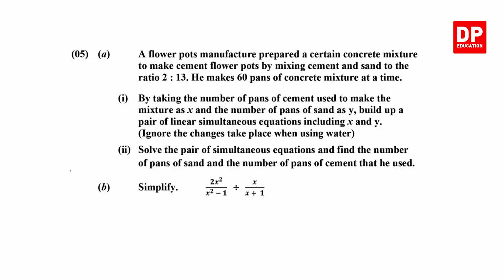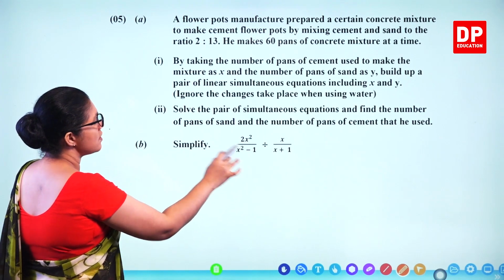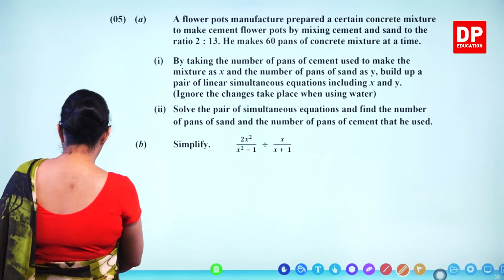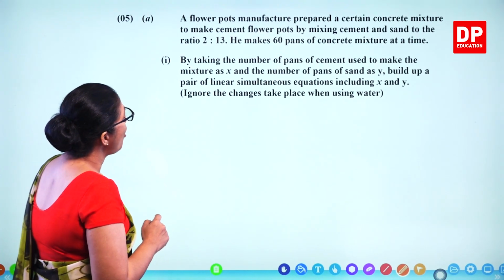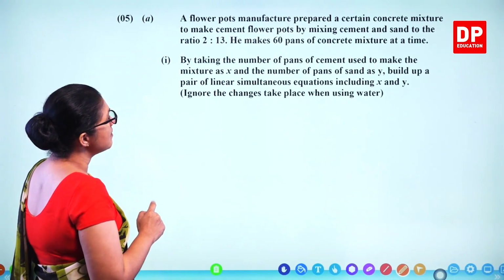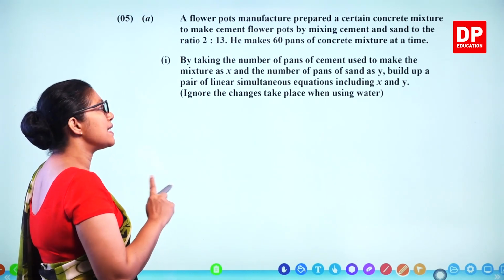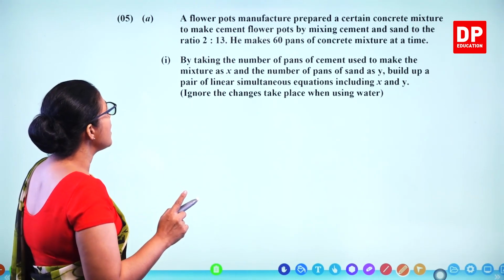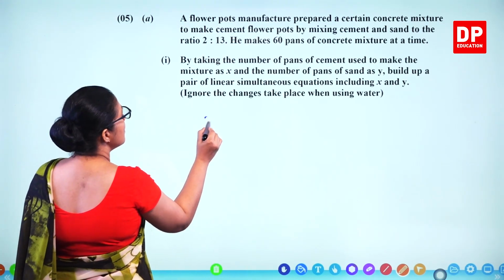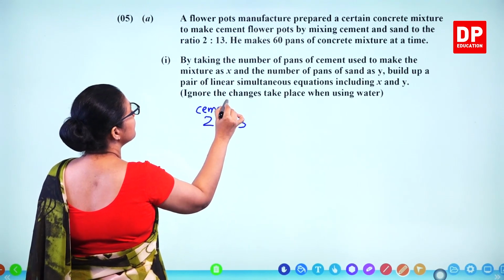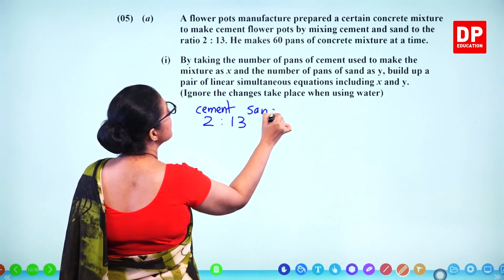Question number 5. This is about creating equations, simultaneous equations, and solving. And you are asked to simplify the algebraic fractions there. A flower pot manufacturer prepared a certain concrete mixture to make cement flower pots by mixing cement and sand in the ratio 2 to 13. So 2 to 13, this is cement and sand.